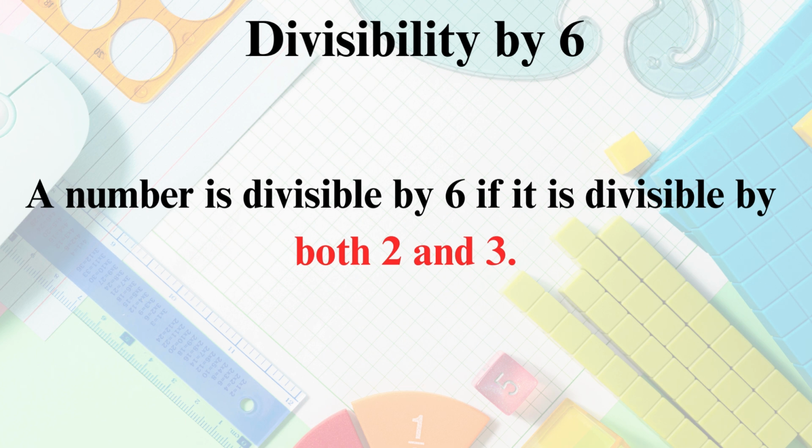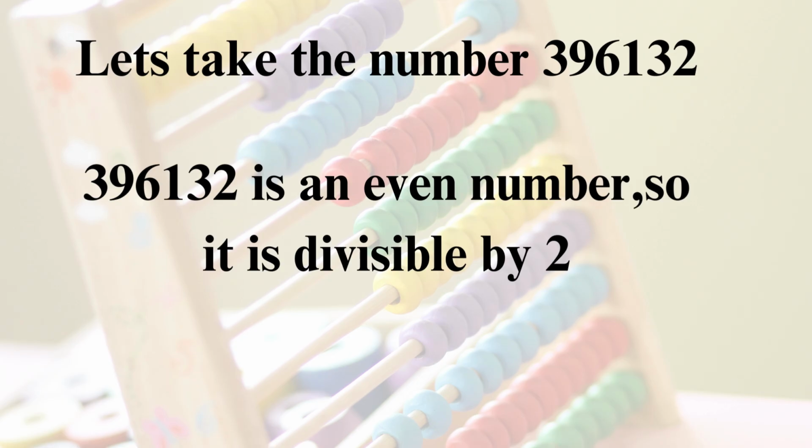Now let's see the test of divisibility of 6. A number is divisible by 6 if it is divisible by both 2 and 3. That means either of the divisibility tests alone will not work. It has to be divisible both by 2 and by 3. Then only will it be divisible by 6. So let's see an example.